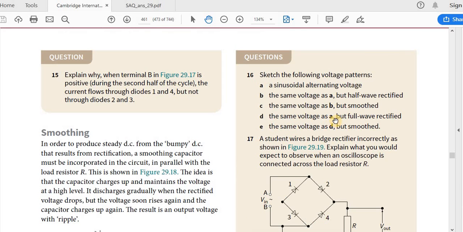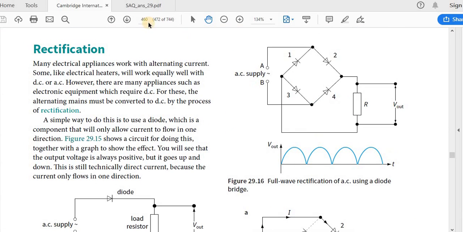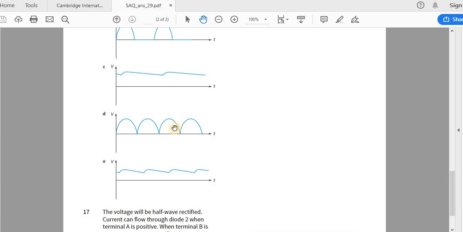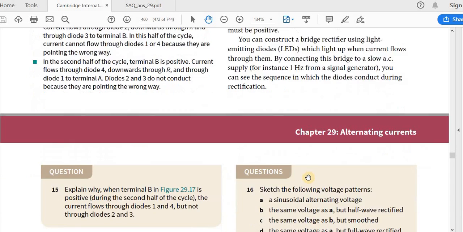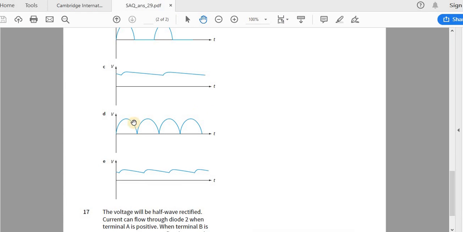The same voltage as A but full wave rectified. If it's full wave rectified, it should be this one. So in part D you get this. Now part E, the same voltage as D, that is the full wave rectified one, smoothed, means it will be like this.